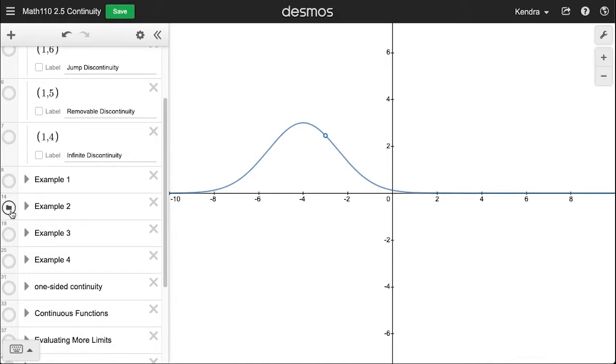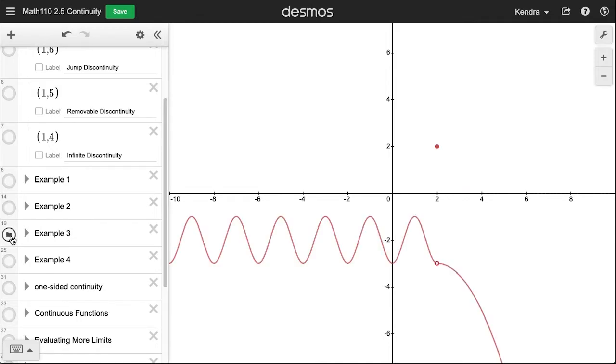Okay, and how about this one? In this case, the limit of the function exists as x approaches 2, and the value of the function exists at x equals 2, but the limit as x approaches 2 and the value of f at 2 are not the same. So we have a discontinuity at 2, and again, if we're traveling along the inputs and paying attention to the outputs, if you blink when you get to x equals 2, then you're going to miss the discontinuity. This is a removable discontinuity again.